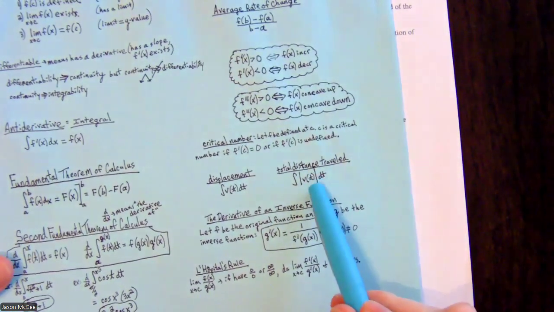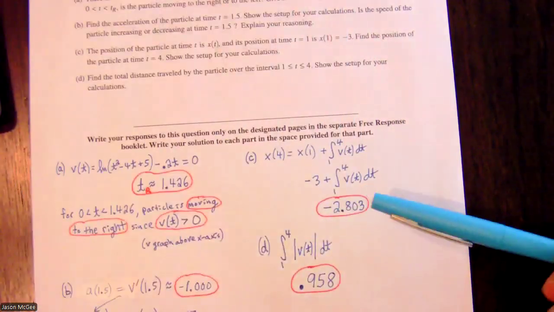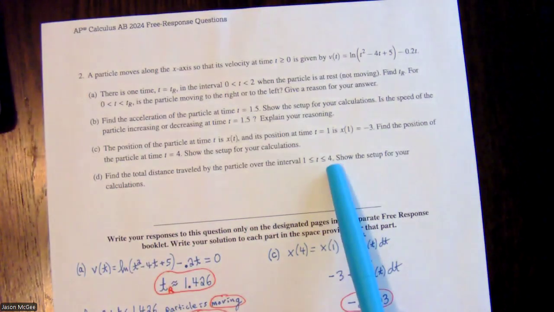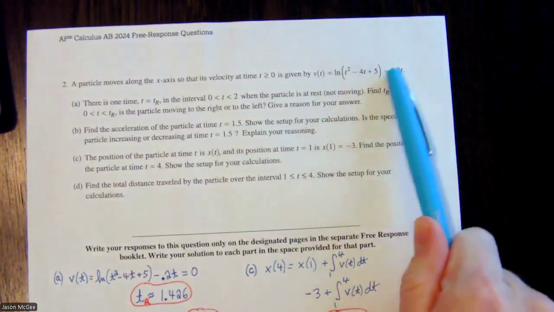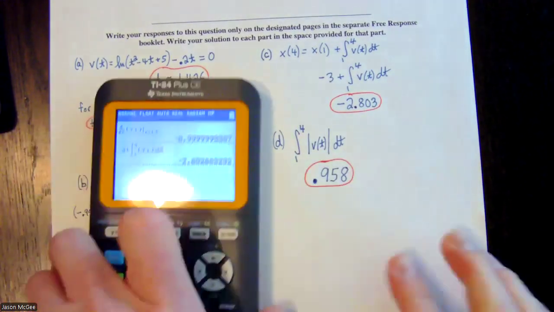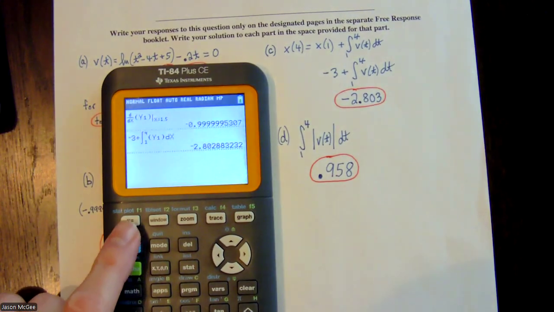So total distance traveled, we got to remember, is the integral of the absolute value of velocity. So they want to see this. And it tells us between 1 and 4. So you're just going to integrate the absolute value of velocity between 1 and 4. If you wanted to, you could write down that whole entire thing, but you could just write it like that for shorthand. And then again, we could do this one in the calculator real quick, and we're going to be done with this guy.